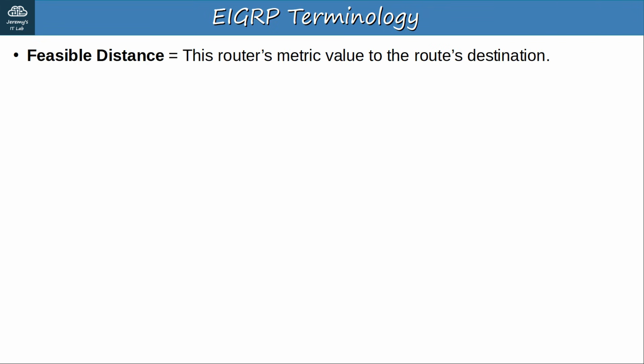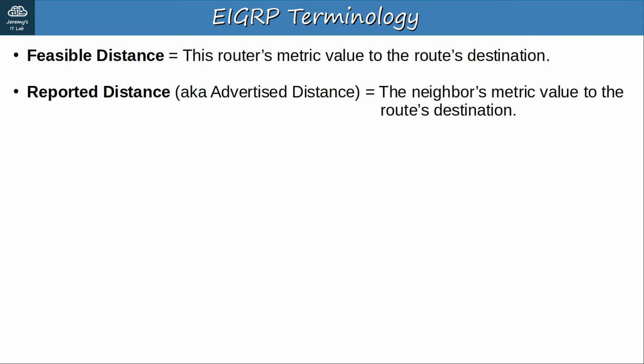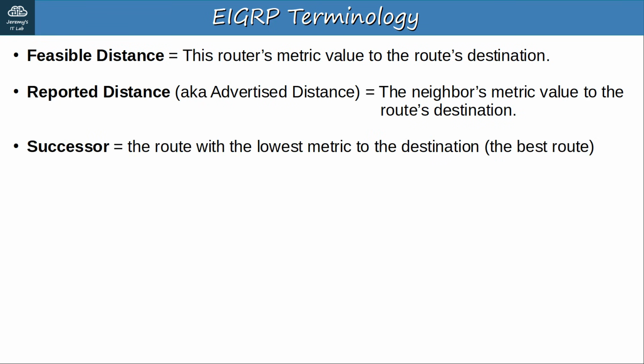A route's feasible distance is this router's metric value to the route's destination. A route's reported distance is the neighbor router's metric value to the destination. Remember that this is also called advertised distance. A successor route is the route with the lowest metric to the destination, the best route.